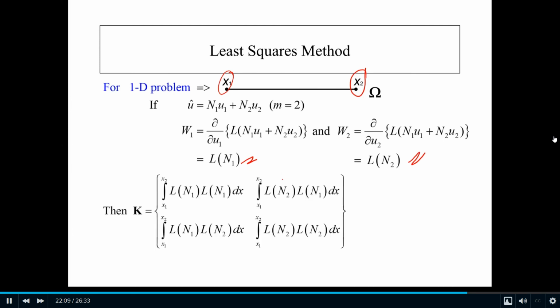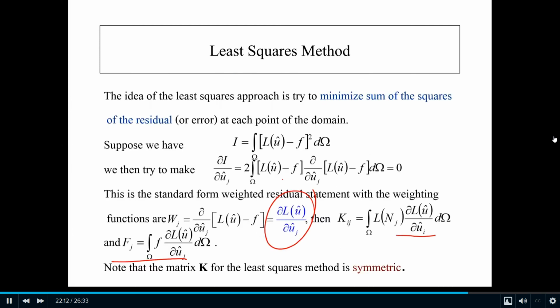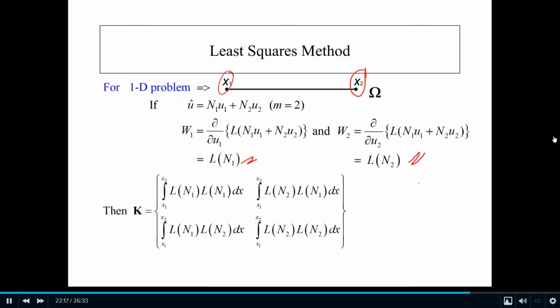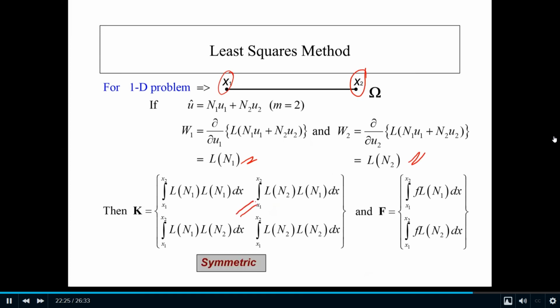Then the K matrix, you integrate this with respect to this, so this is what you have. And the F matrix is also like this, and this is the same, right? So it gives you a symmetric system. Out of the three methods, only one of them gives you symmetric K.